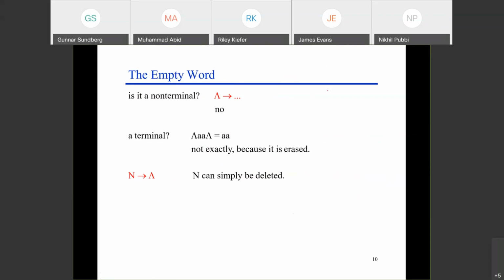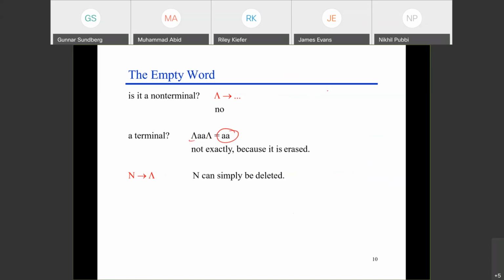Okay. Is lambda a terminal? No. A terminal cannot be replaced and cannot vanish. Once you have any terminal there, it should stay there. But look at this one. You have lambda. Lambda can concatenate with AA, it will vanish, and you have no lambda here. So lambda does not bear the property of a terminal. So it is neither a terminal nor a non-terminal.